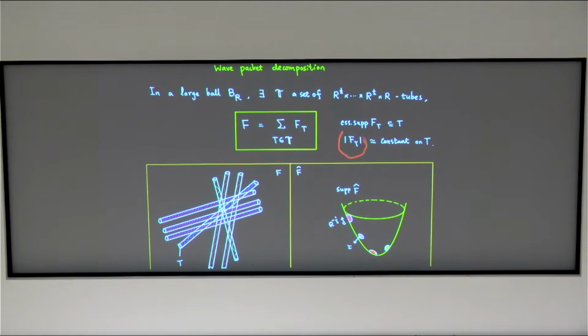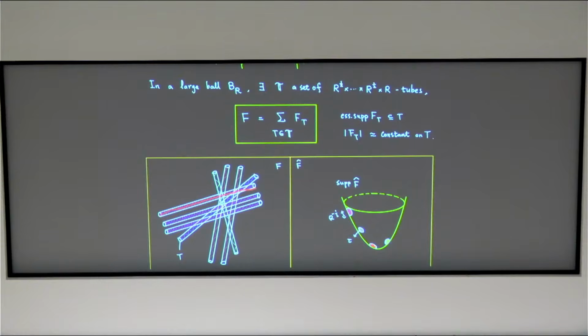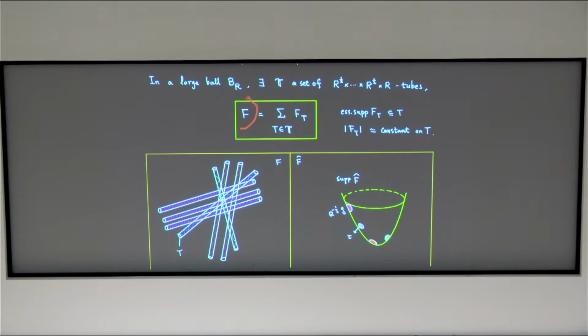And also the absolute value of f_T is essentially constant on its support. So this means that each f_T is rather easy to understand, and in order to understand f, we need to understand how their essential supports overlap. So understand how those tubes overlap, and also at the places where they overlap, one needs to understand the oscillation.